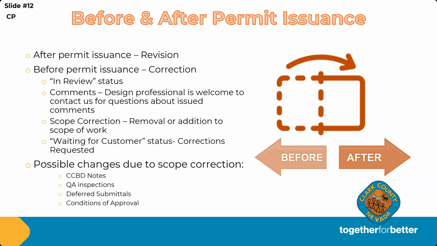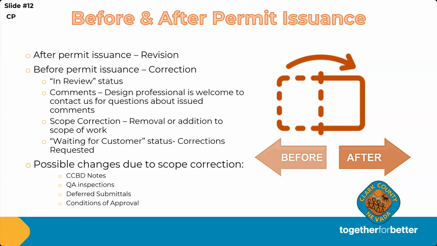Just because you have gone through the Citizen Access Portal and uploaded a document doesn't mean that it has gone through the system. If you upload corrections or comments, you should always see that status changing from waiting for customer to in review. You should always see the change. If you have uploaded anything and you don't see the change, please contact us immediately, because either it was uploaded incorrectly or it was uploaded in the incorrect place.